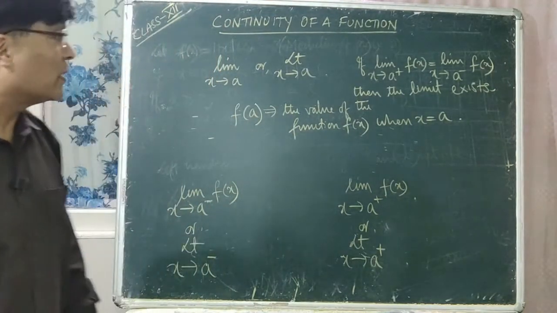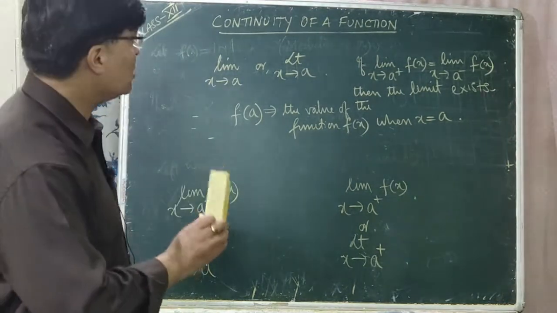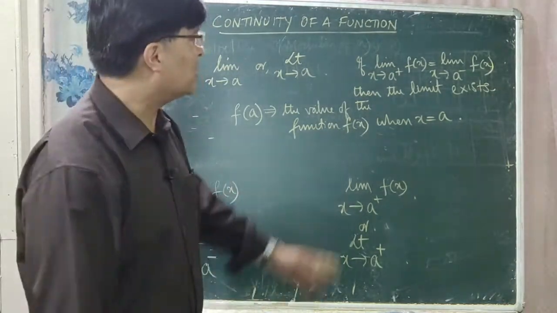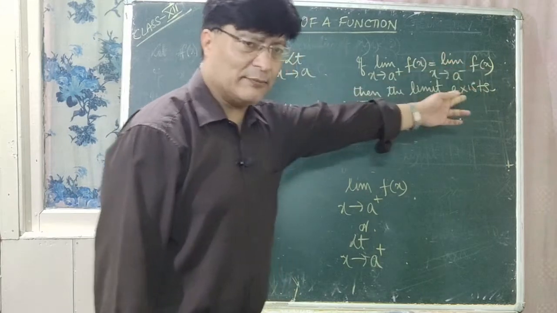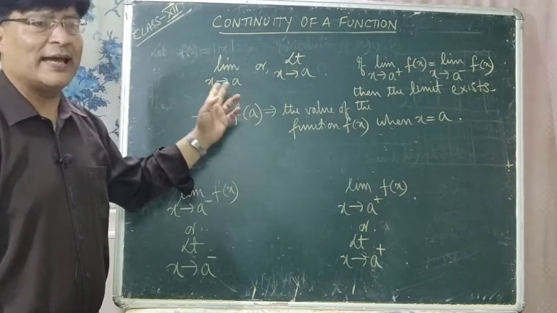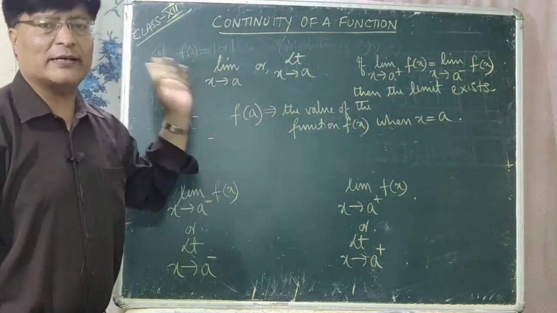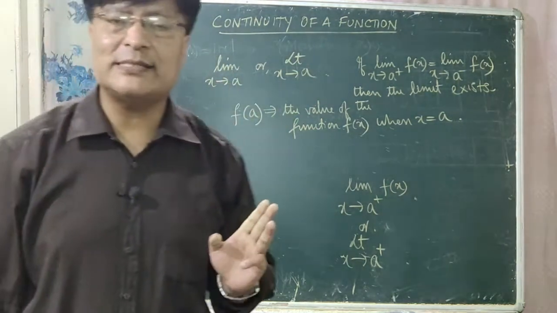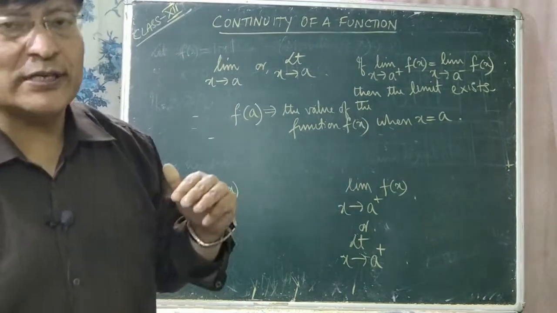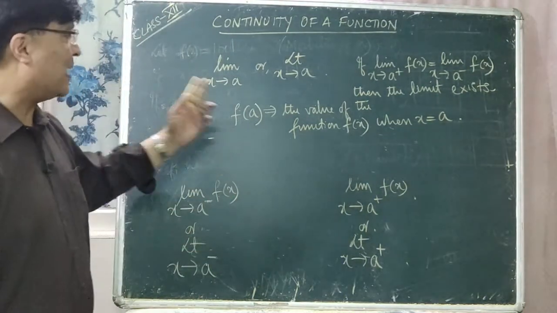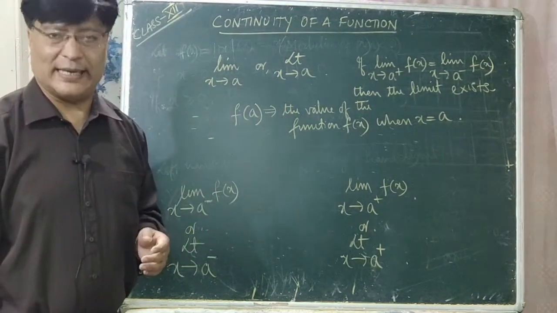Is that clear now? So for continuity of a function, you have to get the right hand limit, the left hand limit, and the value of the function at the given point, that is x is equal to a. If all these three are equal, then this is known as continuity. Then the function f of x is continuous at the given point x is equal to a.